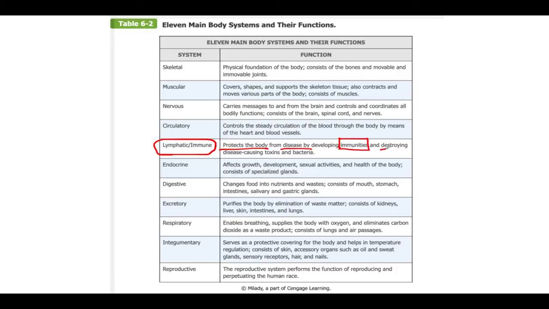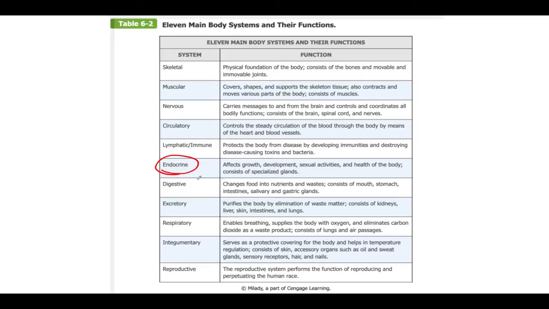Controls that, and then a second aspect is destroying. So it destroys the disease-causing toxins and bacteria, and to some extent it also fights our viral infections as well.